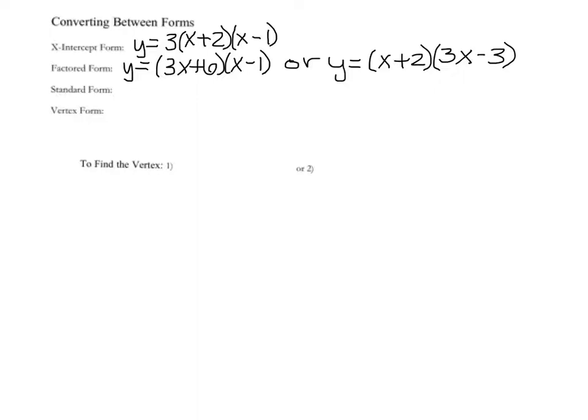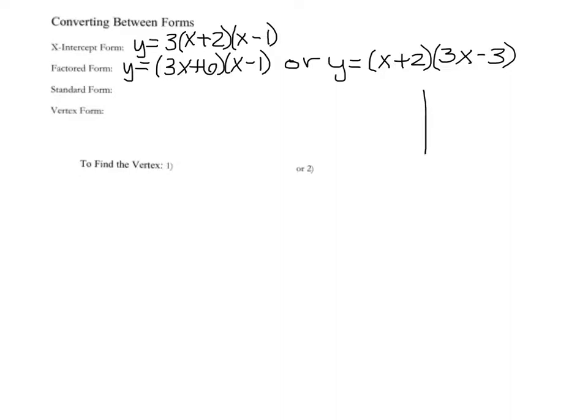Now, to get into standard form, we're really just multiplying two lines together, so you can do any of the four methods that we learned earlier last week. We had the area model, the standard algorithm, the distributive property, or FOIL. And you can choose to do either set of parentheses for the factored form, so you could do the 3x plus 6 times x minus 1, or you could do the x plus 2 times 3x minus 3.